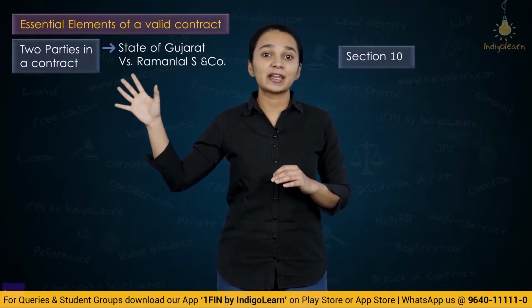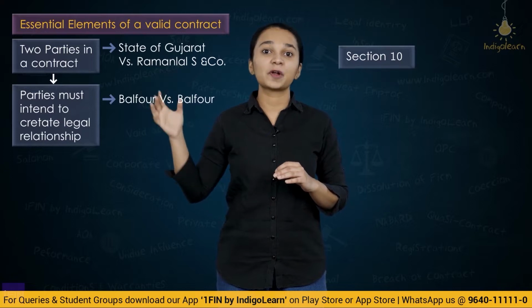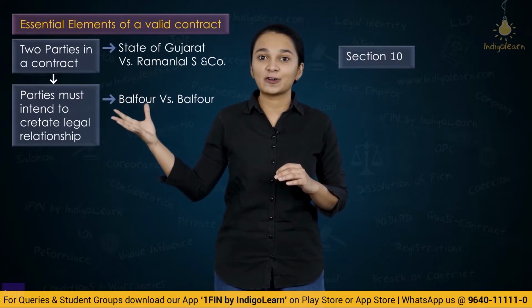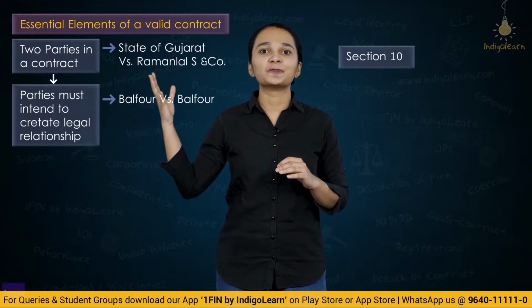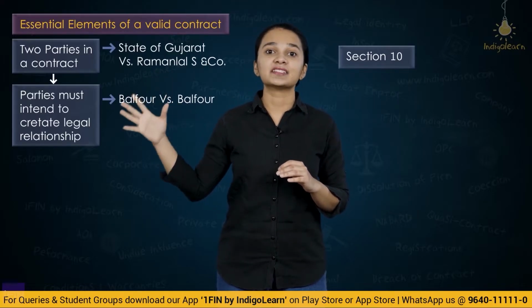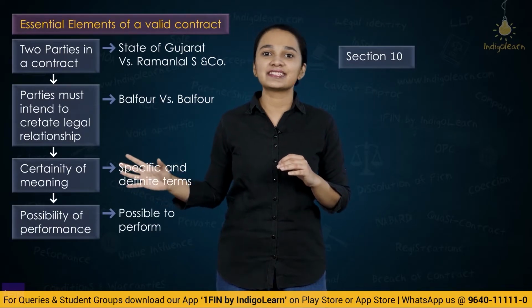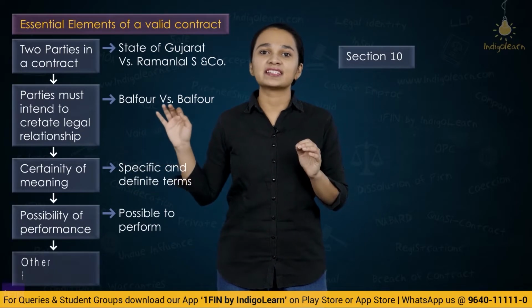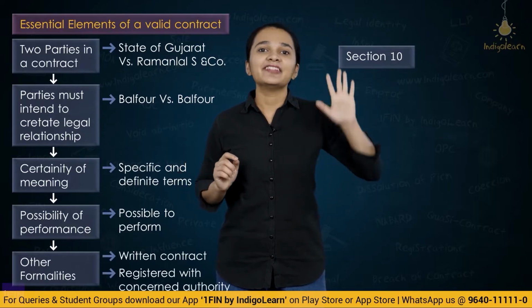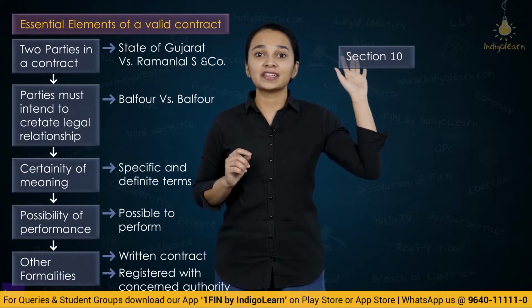The second essential element was that parties must intend to create a legal relationship. Again, here we've seen a case law, Balfour versus Balfour. The next essential elements were certainty of meaning, possibility of performance, and in certain situations, some other formalities have to be fulfilled. Then we have seen the essential elements which have been given in Section 10.